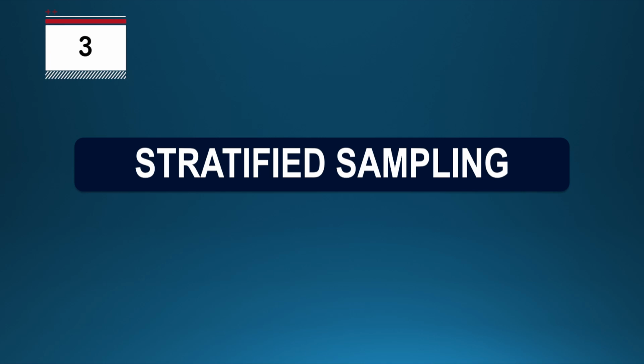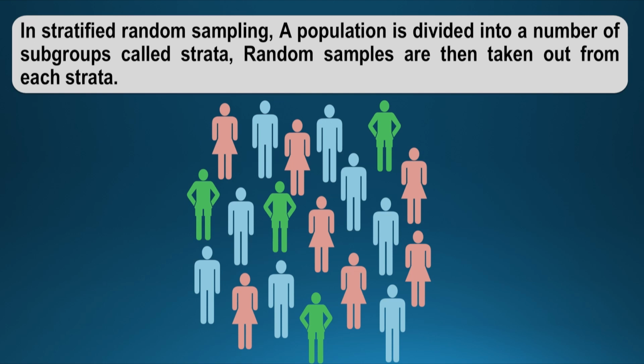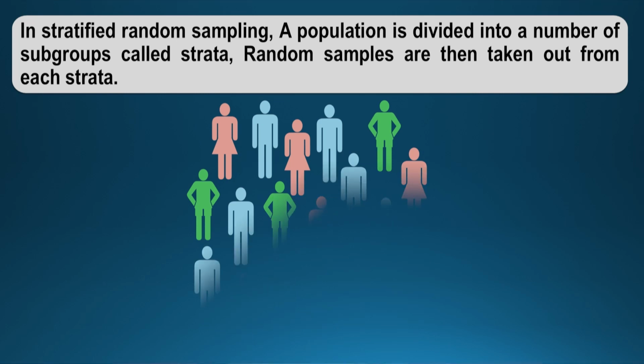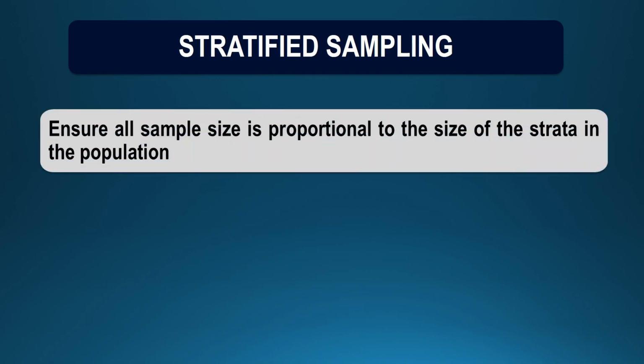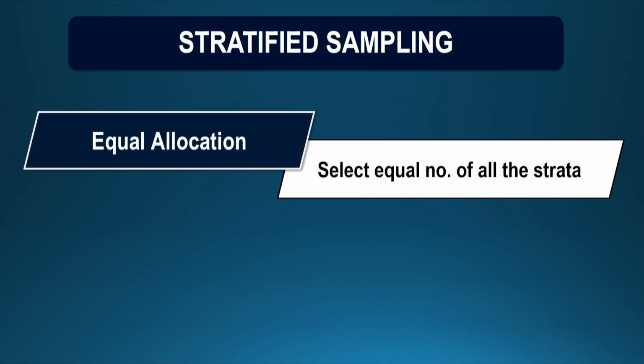In stratified sampling, the population is divided into a number of subgroups that are homogeneous and known as strata. From those strata, the random samples are to be selected. Ensure the sample size is proportional to the size of the strata in the population. There are two different methods that are used for stratified sampling. The first one is the equal allocation method: select an equal number from all the strata.